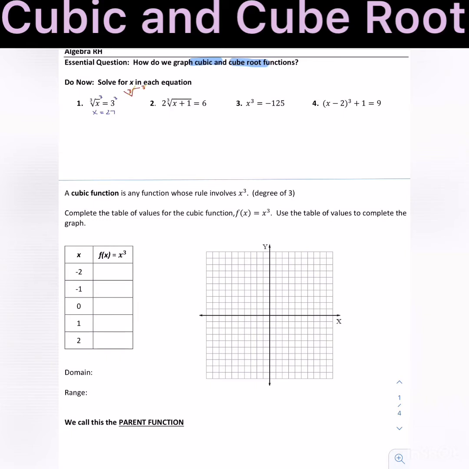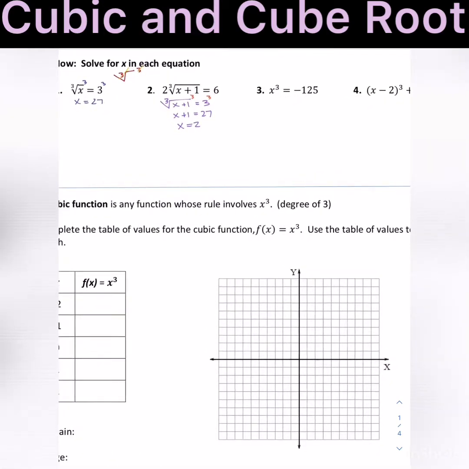Let's move on to the second one, where we have the 2 in front. Now, what do you think I need to do with the 2? I need to divide it out. So I'm going to have cube root of x plus 1 is equal to 3. Now is where I want to take my exponent of 3 on both sides, and I'm going to get x plus 1 is equal to 27, and a final answer of x equals 26.